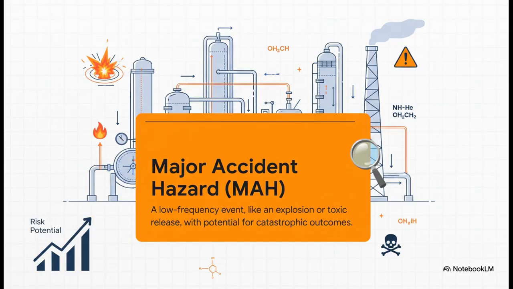A major accident hazard, or MAH, is one of those low-frequency but terrifyingly high consequence events, and it's something that has to be systematically identified and controlled. The potential for a catastrophe means that "it won't happen here" just isn't an acceptable engineering stance, period.